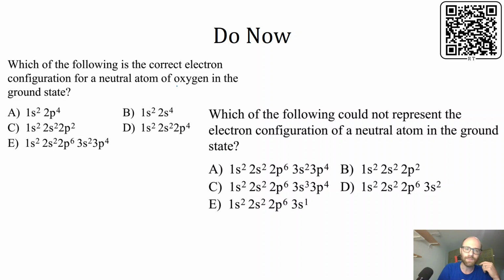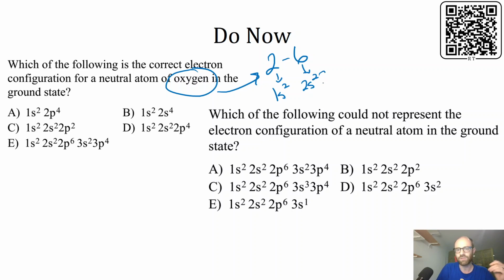For oxygen, the electron configuration found on the periodic table, the Bohr notation, is 2,6. There are 8 electrons. This splits up into 1s2 and then 2s2, and then there's 4 more electrons left, so those would fall into the 2p sublevel, giving us answer D.